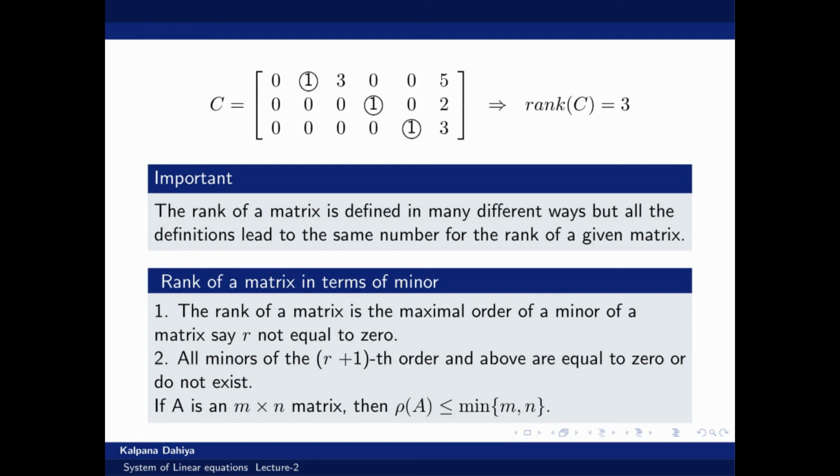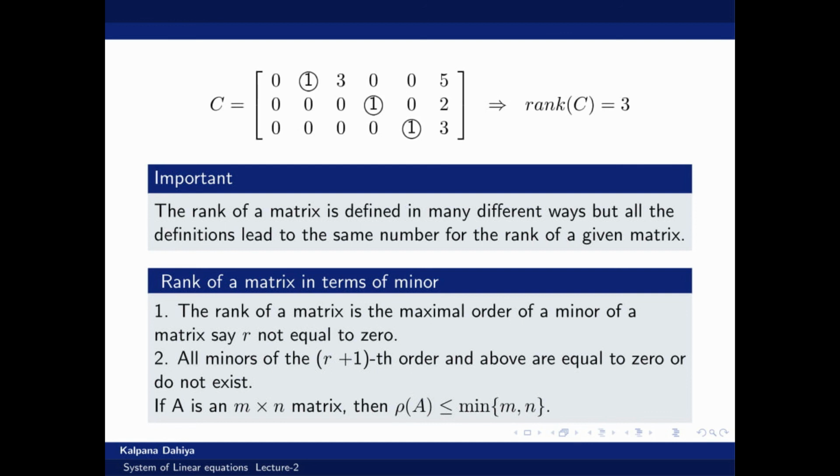Now there are various ways to find the rank of a matrix, but all the definitions or ways lead to the same number for the rank of a given matrix. Now I am defining the rank of a matrix in terms of minors. The rank of a matrix is the maximal order R of a minor of the matrix that is not equal to 0, and all minors of order R+1 and above are equal to 0 or do not exist. It means there exists at least one minor of order R which is non-zero, and all minors of order R+1 or above are equal to 0 if they exist.